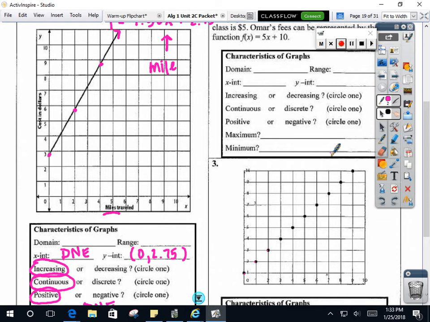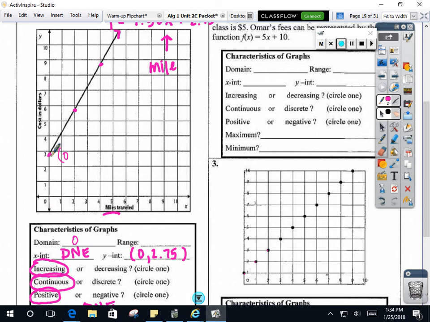Okay, but is it 3? Okay, it is here. But it's not either of those. Domain is all about x values. What's the x value of this point? 0. So the domain starts at 0 because the furthest left has an x value of 0.